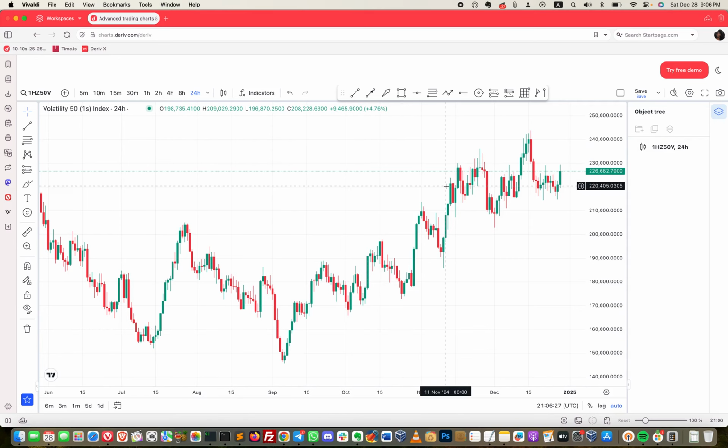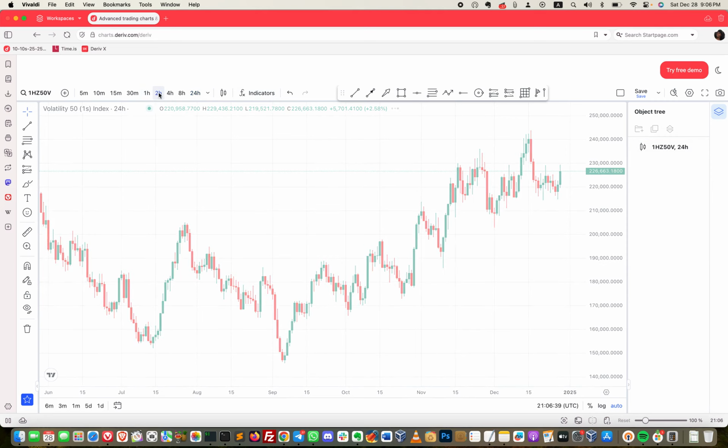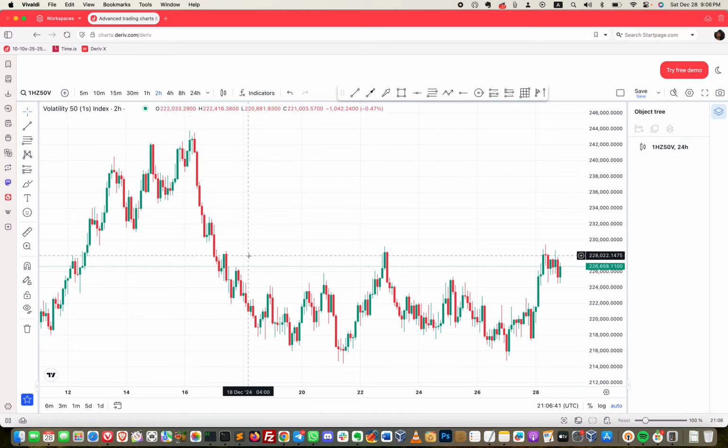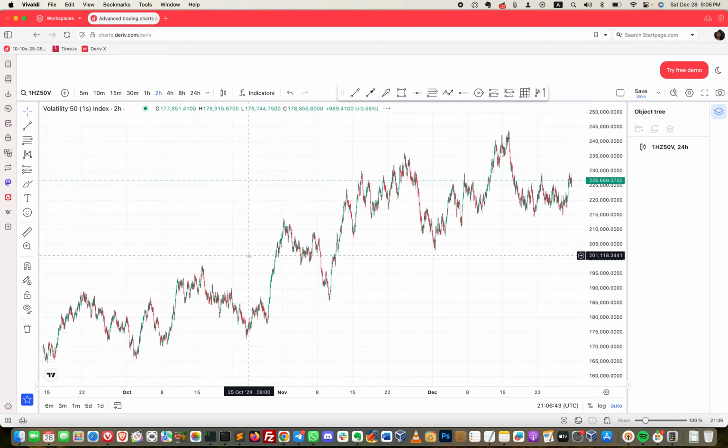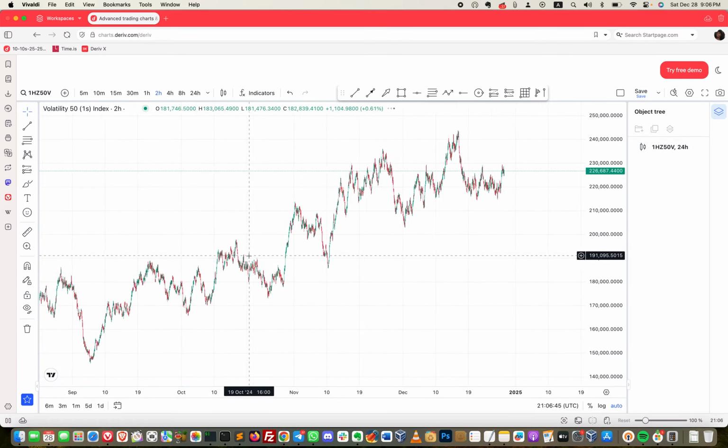Okay, so first of all, we go into the charts and we can see it's an uptrend on the 24 hours, but actually what I did is I went into a lower time frame, like 1 hour or 2 hour. Let's go into the 2 hour time frame and see what's happening. At that time, I zoomed out and I'm looking for the setup, right?